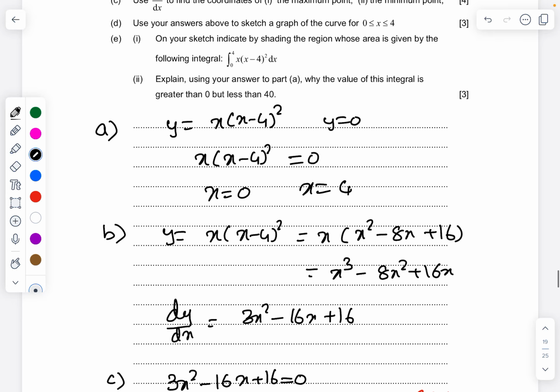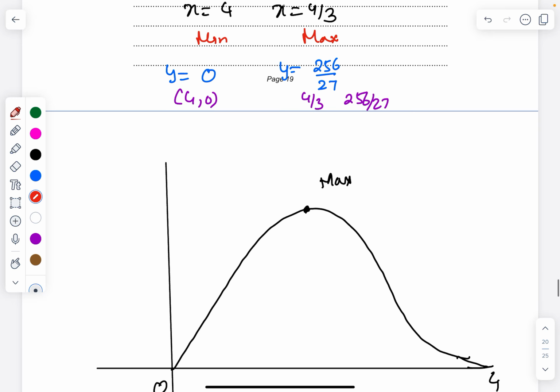Then on your sketch, shade the region between 0 and 4. So he's asking us to shade the region. So this is going to be the region.